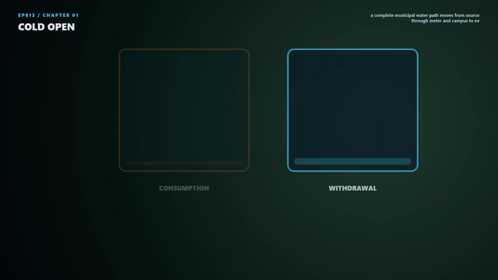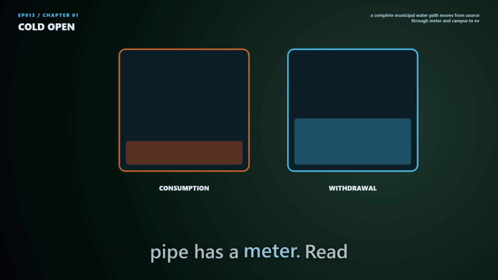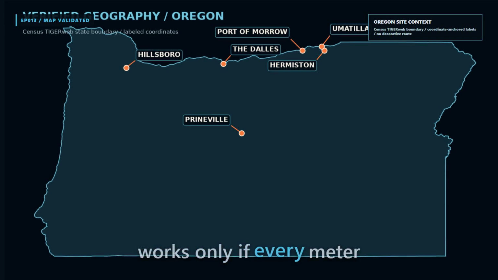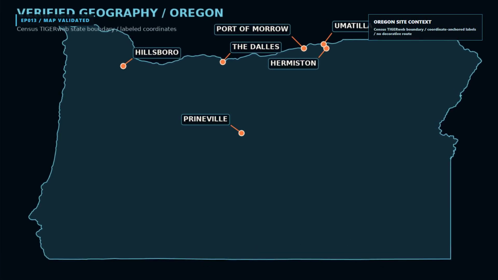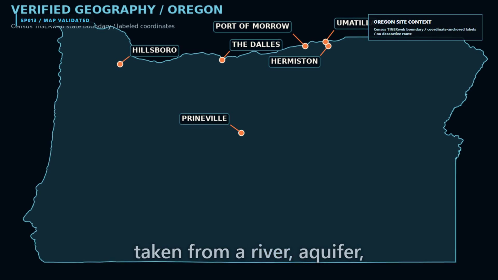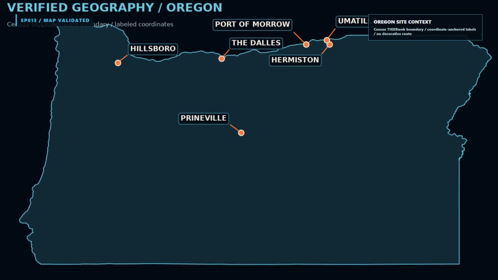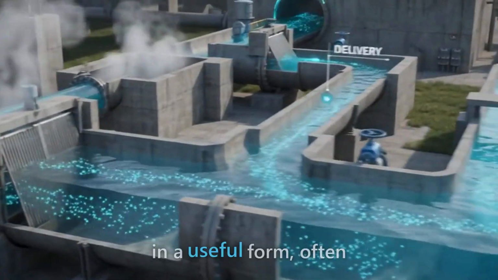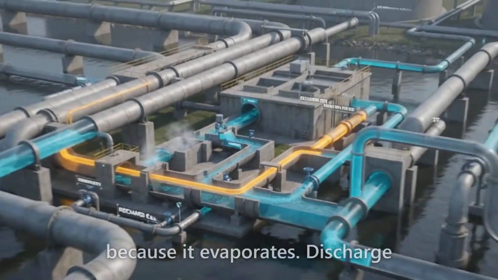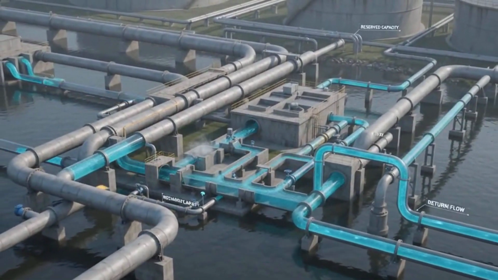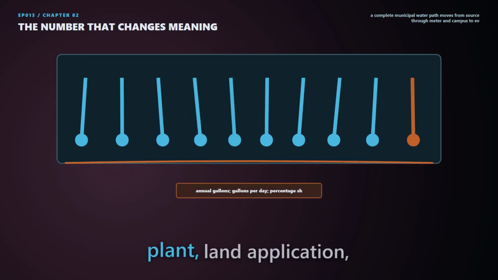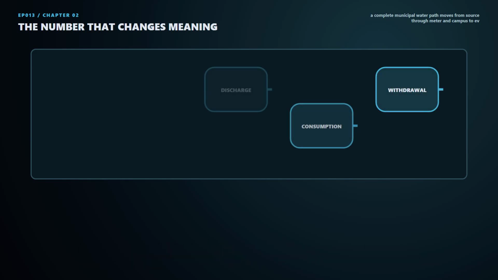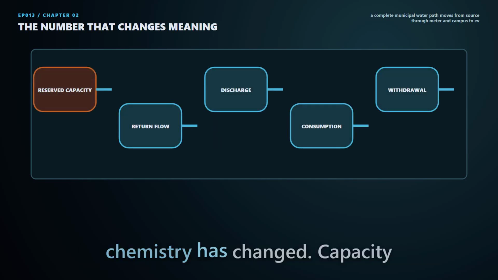Water reporting sounds simpler than electricity. A pipe has a meter. Read it, add the gallons, and compare the result. That works only if every meter is measuring the same boundary. A withdrawal is water taken from a river, aquifer, reservoir, or municipal system. Consumption is the portion not returned to the same local water system in a useful form, often because it evaporates. Discharge is water released after use, potentially through a sewer, treatment plant, land application, or permitted outfall. Return flow can remain available downstream even though its temperature or chemistry has changed.